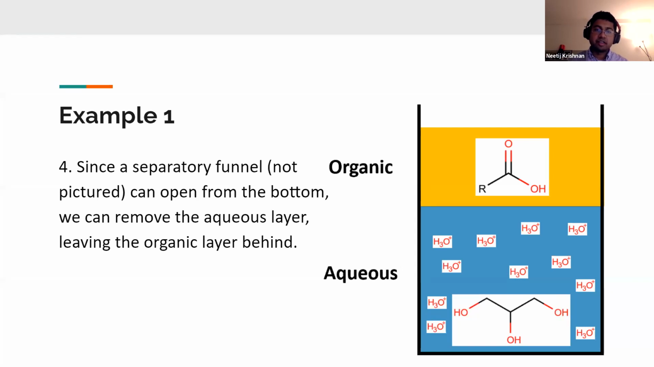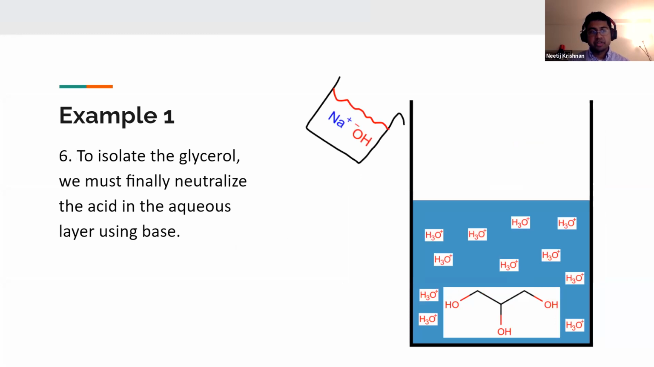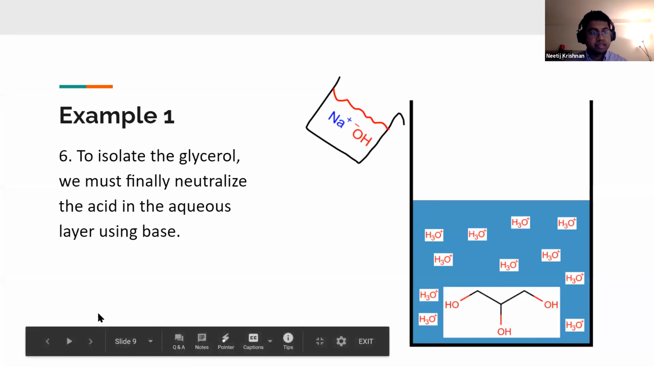But now we have glycerol floating in a bunch of acid. So to isolate the glycerol, we can neutralize the acid in the solution using dilute base. Then we'll end up with a neutral aqueous solution containing glycerol, and a neutral organic solution containing the fatty acid. So does that make sense? Yeah. Okay. All right.